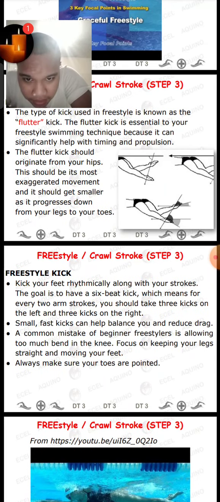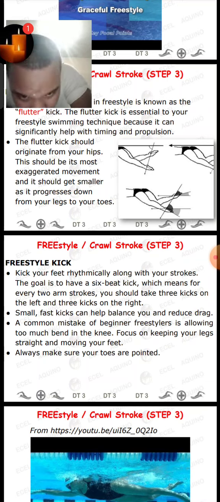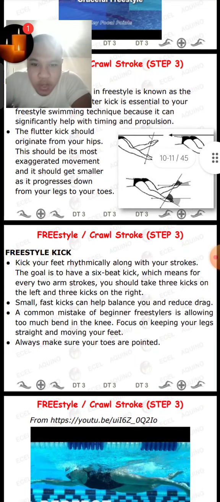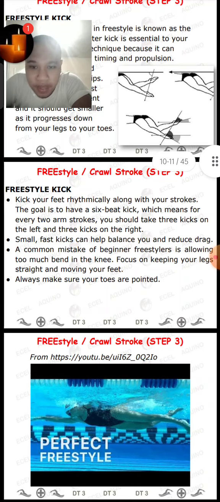Next is the freestyle kick. Kick your feet rhythmically along with your strokes. The goal is to have a 6-beat kick, which means for every 2 arm strokes, you should take 3 kicks on the left and 3 kicks on the right. A small, fast kick can help balance you and reduce drag.